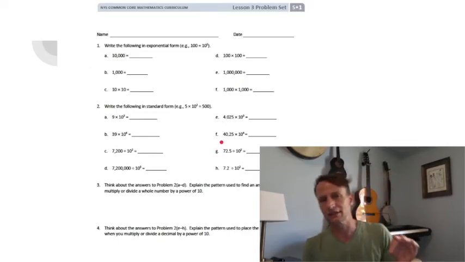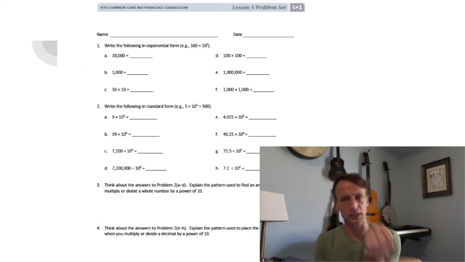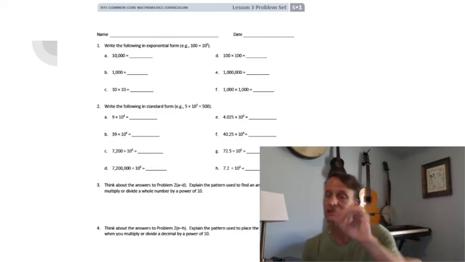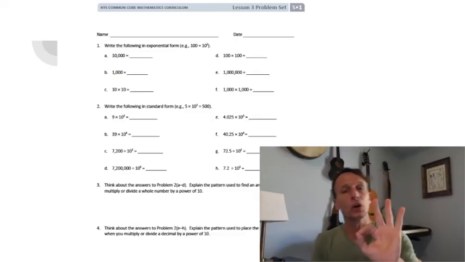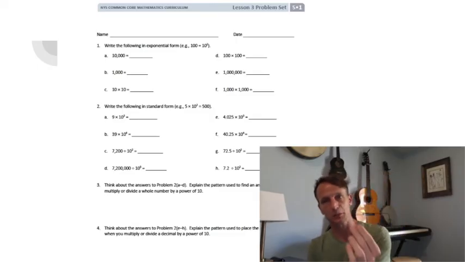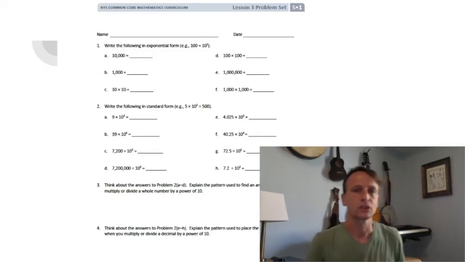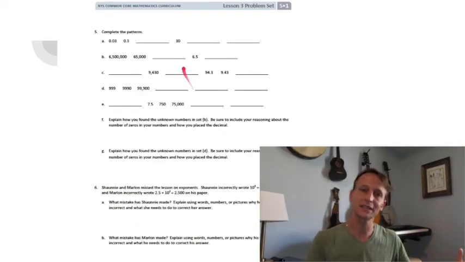So then you're going to talk less about the place value chart, but just thinking, well, times 10 is like moving the decimal point one place to the right. Divided by 10 is like moving the decimal point one place to the left. So times 10 squared is like moving the decimal point. You got it. Okay.